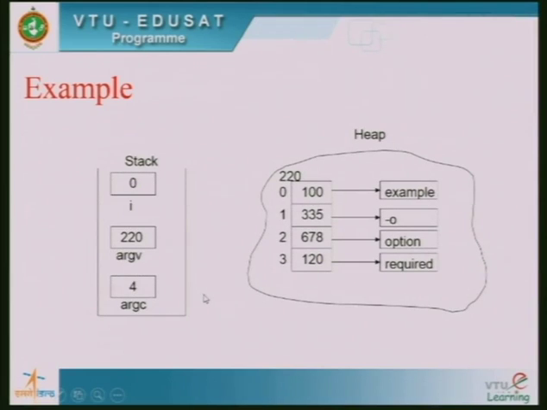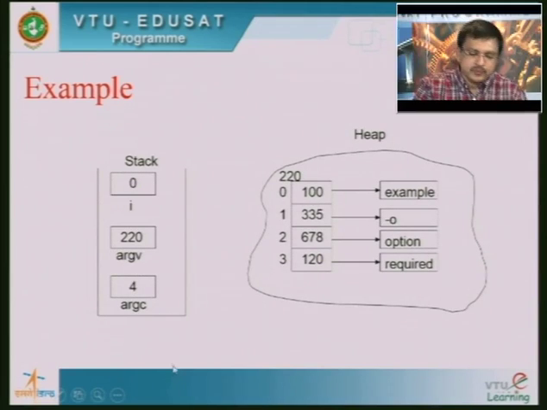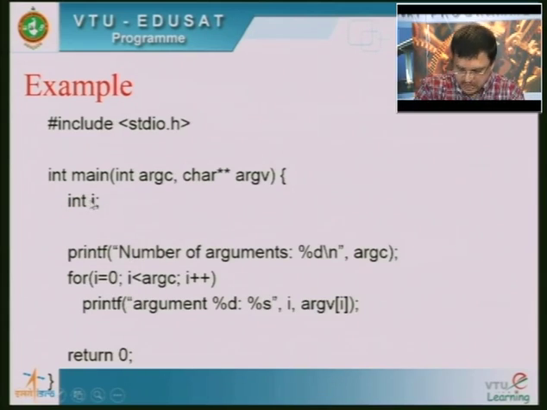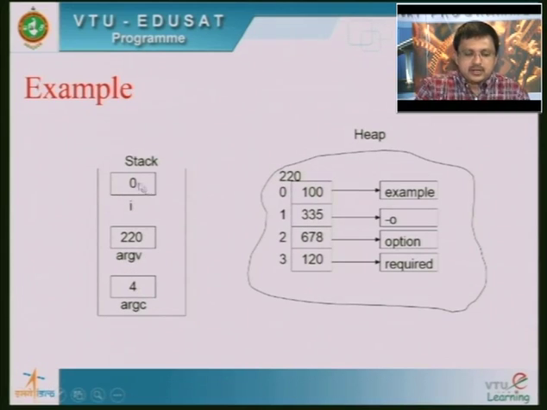So what happens actually in the memory? When the function main is called, you have argc created here, argv created here, and the stack is created here. Onto the stack you have i, which is what you have declared here, integer i, and 0 gets assigned to that. argc gets 4, and argv gets 220, which is the base address, or the starting address, of this block of memory locations.